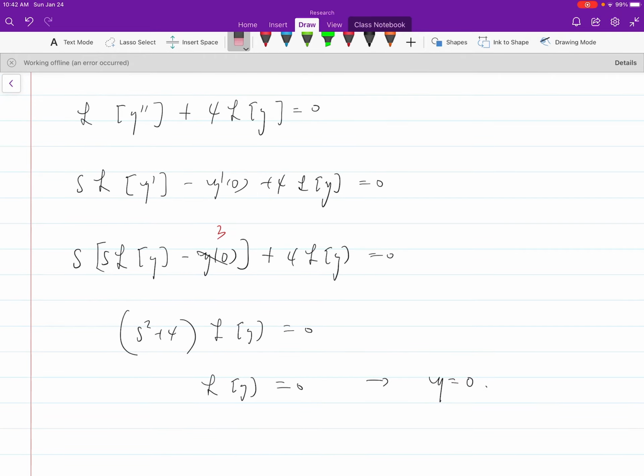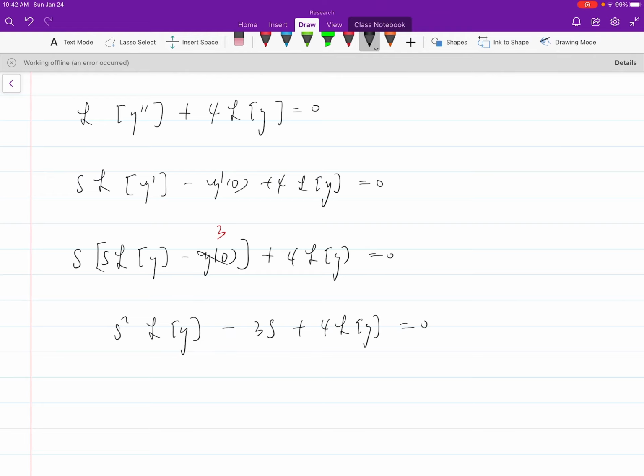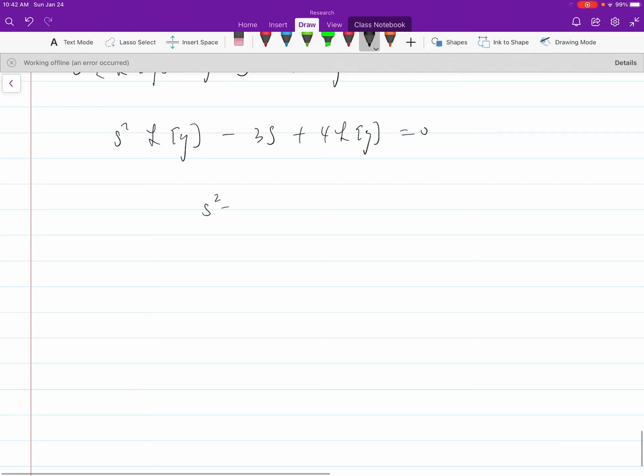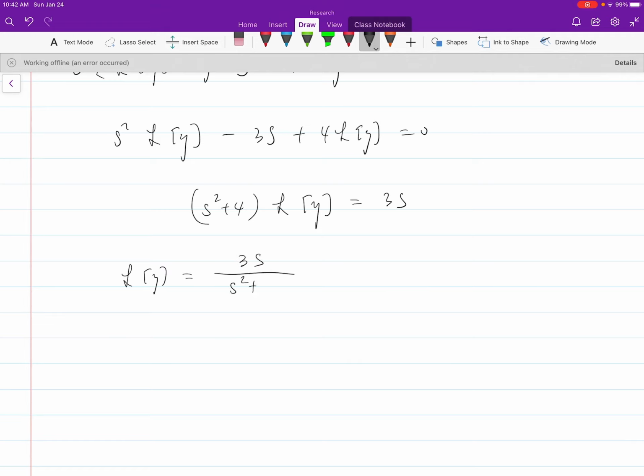Then we can actually change the solution a little bit. This time we won't have 0 anymore. It's going to be s squared L[y] minus 3s plus 4 L[y] equals 0. Therefore, (s squared plus 4) L[y] equals 3s, so L[y] equals 3s over s squared plus 4.